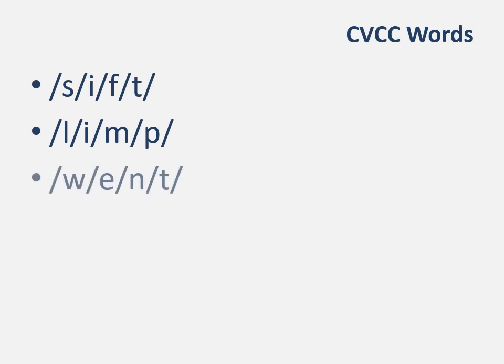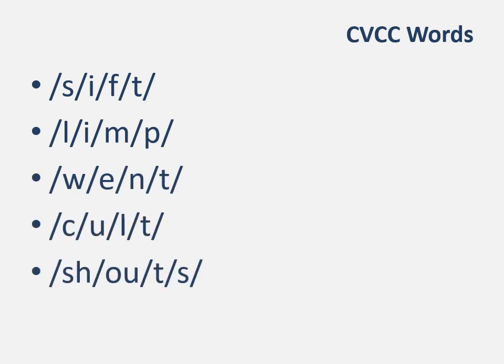Now we flip, and we have vowel, consonant, consonant. So sift, limp, went, cult, shouts, whisk. If you can't hear that you have a consonant, vowel, consonant, consonant word in any of those, practice saying them and feel what your tongue and your lips are doing so that you can feel the change as each sound is made. When you've done that, move on to the next slide.